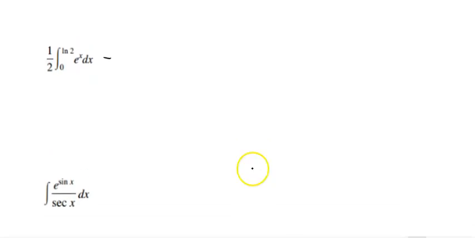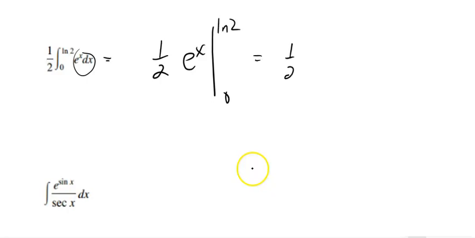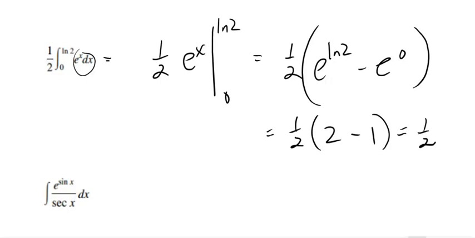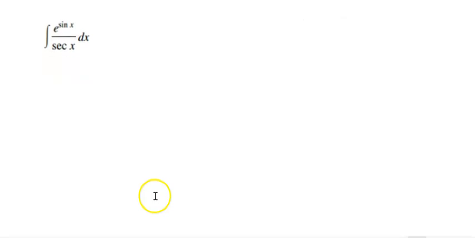So good news here, I don't need u substitution. So I can say the antiderivative of e to the x is e to the x, and then I plug in 0 and ln 2, so I get 1/2 times e to the ln 2 minus e to the 0. Inverse property, e to the ln 2 is 2, e to the 0 is 1, 2 minus 1 is 1, 1/2 times 1 is 1/2. Okay, good. Last one, we need u substitution.